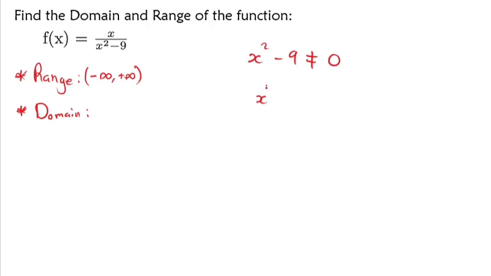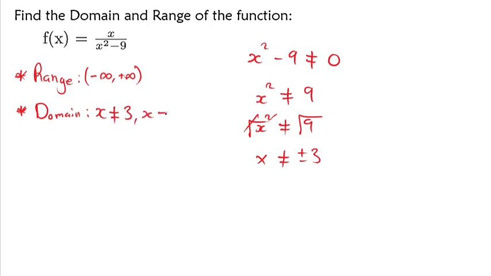So this means that x squared should not be equal to positive 9. So I can introduce the square root to both sides, so that x must not be plus or minus 3. So the domain is that x should not be 3 and x should not be negative 3. So everything except these two values.